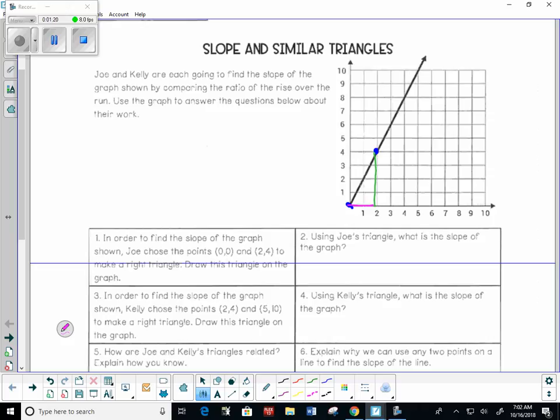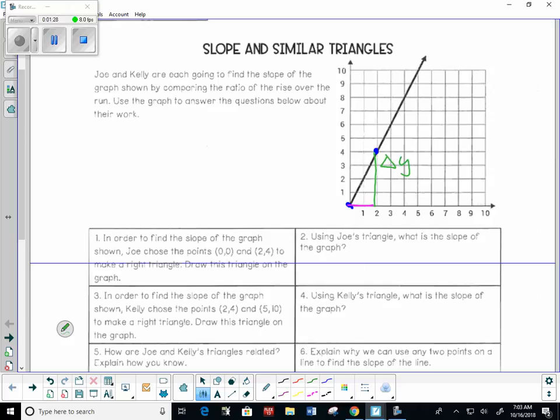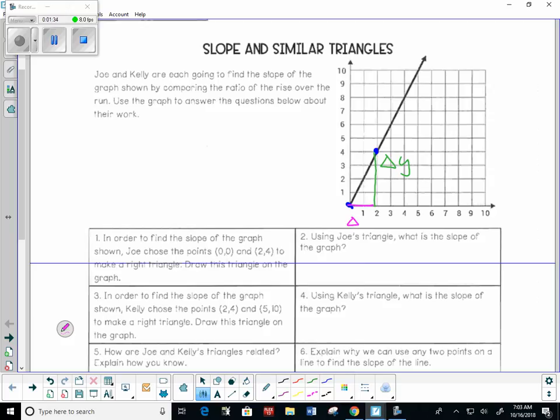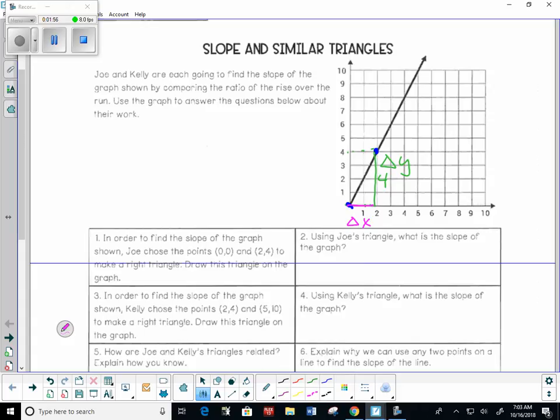Okay, and so let's go ahead and call this the change in y, which is our rise, isn't it? And then this horizontal line is going to be our change in x. You can see then, since this is proportional, that our rise is from 0 to 4. So our rise is going to be 4, and then our run is going to be from 0 to 2. So our change in x is going to be 2.